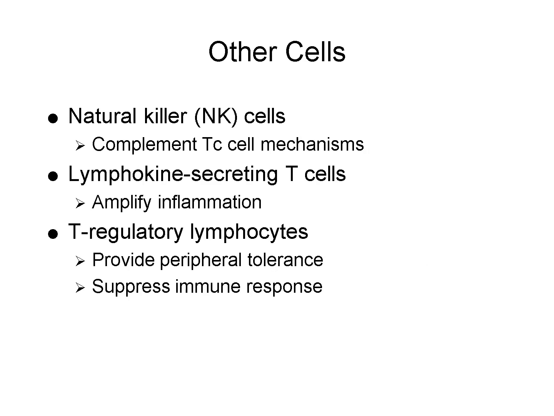In addition to B and T cells, other immune cells play supportive roles. Natural killer cells, or NK cells, help eliminate virus-infected and cancerous cells by detecting cells that lack normal surface markers. Complement proteins help destroy pathogens and activate inflammation. Cytotoxic T cells eliminate infected cells directly, while lymphokine-secreting T cells release signaling molecules to enhance inflammation. Regulatory T cells help keep the immune response in check, promoting tolerance and preventing overreaction.